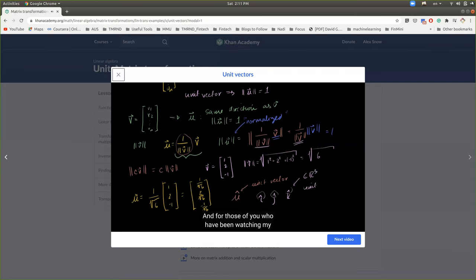And for those of you who've been watching my transformation videos, these are equivalent to the vectors E1, which I could write with a hat on it really, E2, and E3, which are the standard basis vectors in R3. Anyway, now that you've been exposed to it, now I can start to use the idea of a unit vector in future videos.